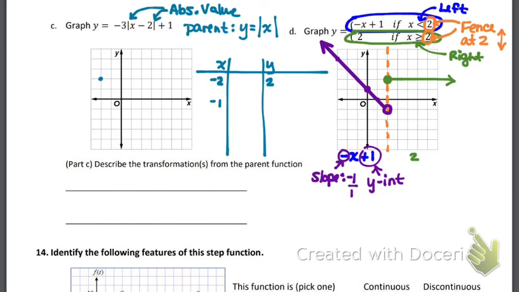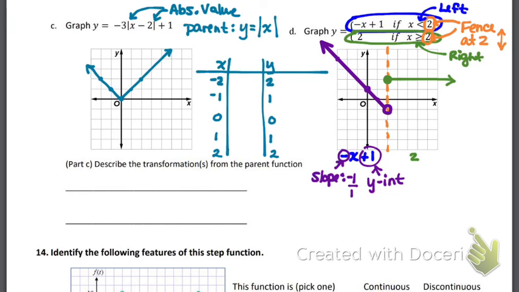What about negative 1? How far is that from 0? 1 unit. Yep. So right here at negative 1, 1. What about 0? 0 units from 0. Right here. How far is 1 from 0? 1 unit away. How far is 2 from 0? 2 units away. So I plot that point. So here's my parent function.